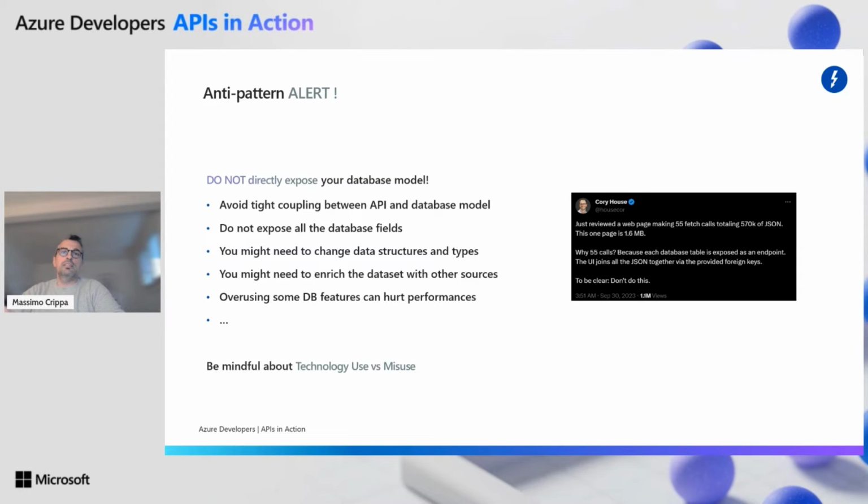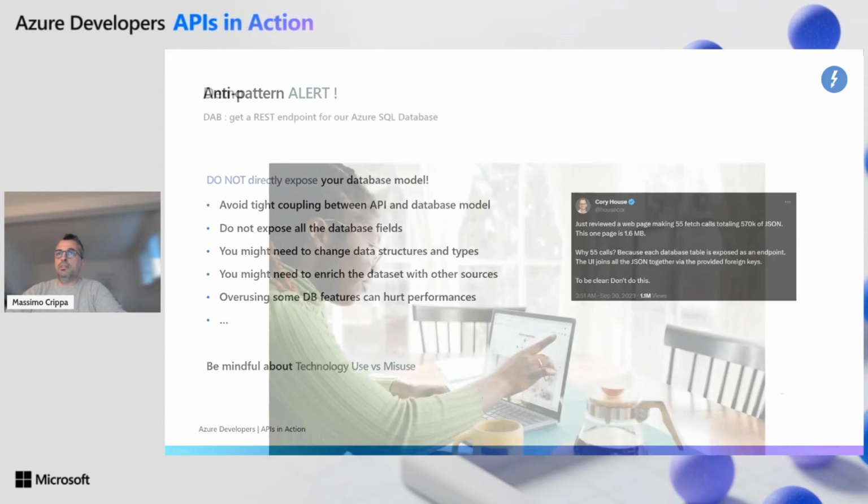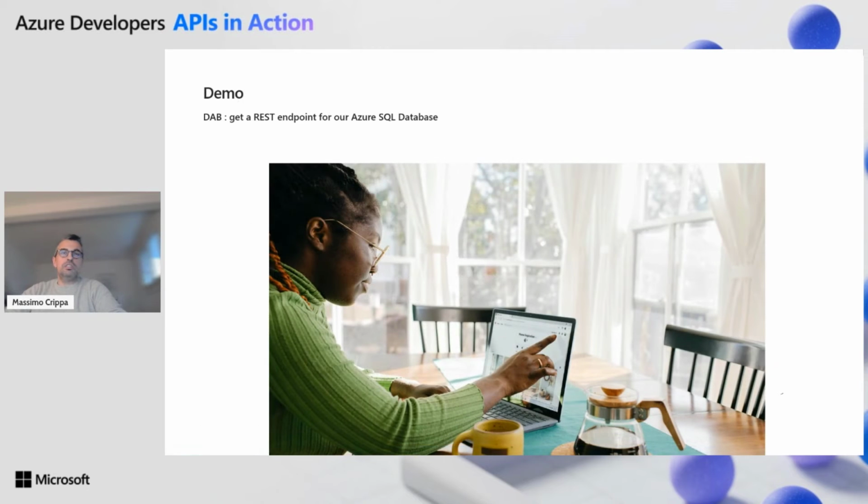In our case, our views are already ready to be used by the outside world. We selected the fields that we want. We are sure that the data types are the ones that we want. So everything is ready to be consumed externally. So no worries for this very well-known anti-pattern. Okay, let's just quickly check a demo of DAB.